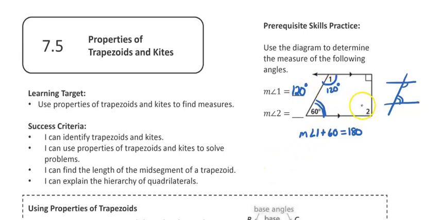Now, to find angle 2, I know that the three angles that we know are 120, 90, and 60 degrees, plus the fourth angle, angle 2, all together add up to the sum of a quadrilateral. The sum of interior angles of any four-sided shape is 360 degrees. So I can subtract the 120, the 90, and the 60, and I find that angle 2 is 90 degrees.